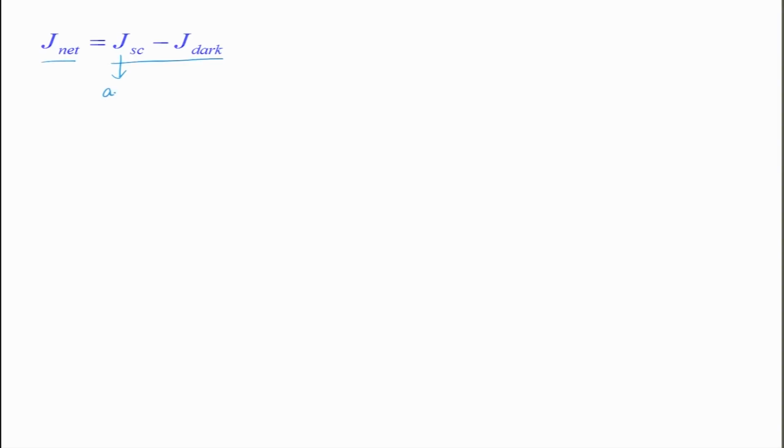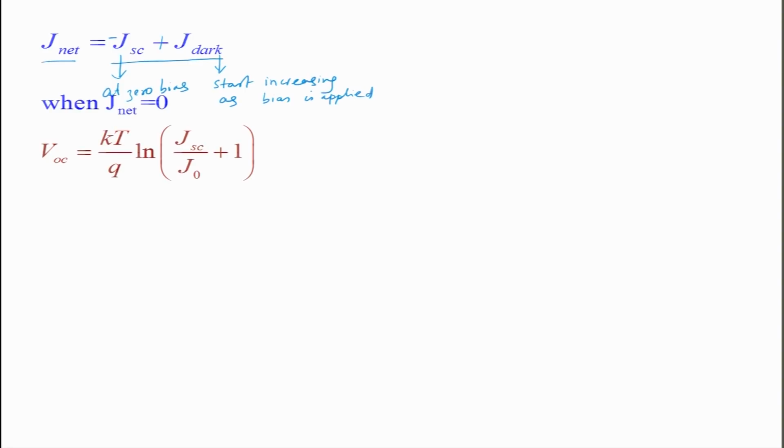JSC is at 0 bias, and as you apply the bias, the dark current component starts increasing. Of course, you have to take care of signs. This would be minus and this would be plus in the real context. So, this is the negative current and this is the positive current. These two outweigh each other, but if you just take the mod of the two, this is the current that you will obtain. When J net is equal to 0, I can balance them out.